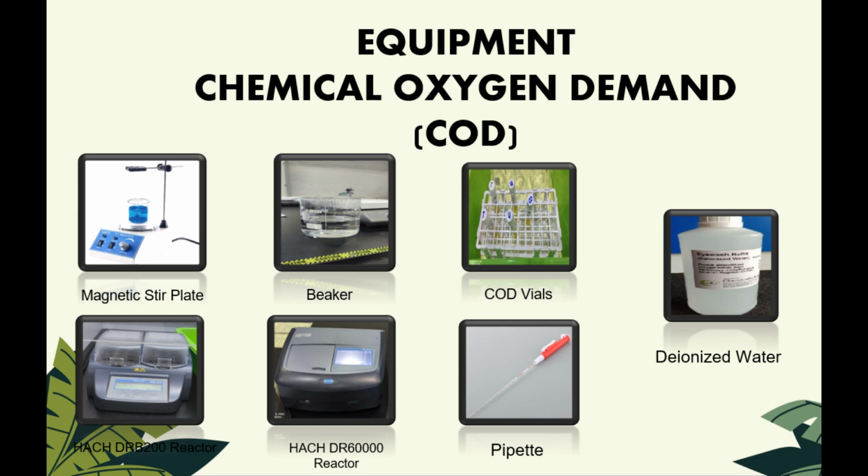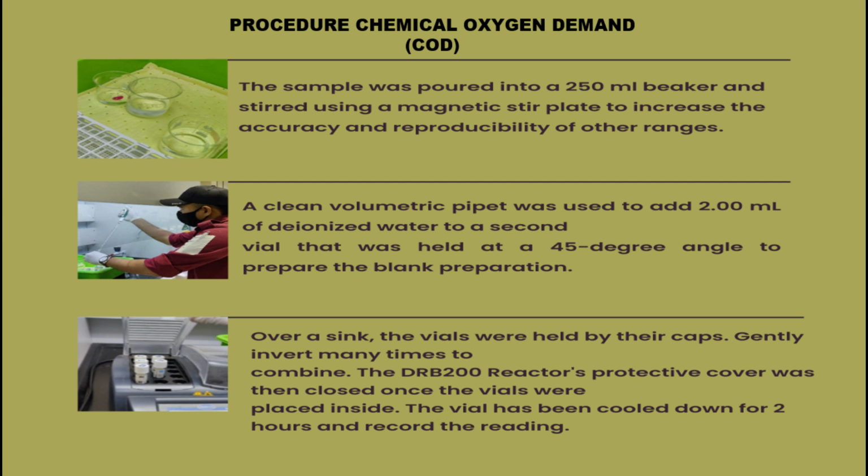So the next procedure for chemical oxygen demand: firstly the sample was poured into a 250 ml beaker and stirred using a magnetic stir plate to increase the accuracy and reproducibility of the result. Next, a clean volumetric pipette was used to add 2 ml of the deionized water to a second vial that was held at 45 degree angle to prepare the blank preparation.